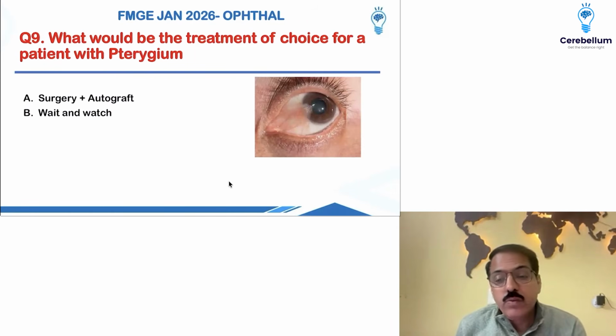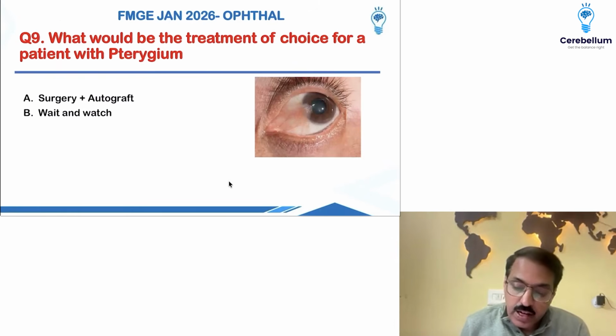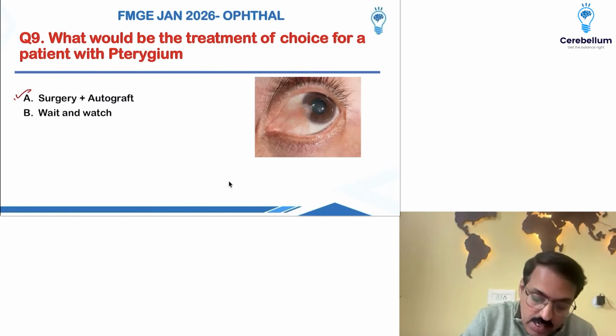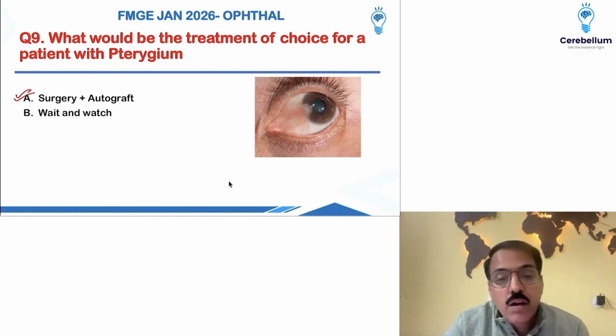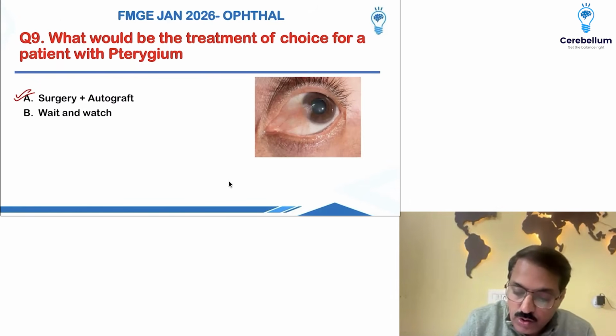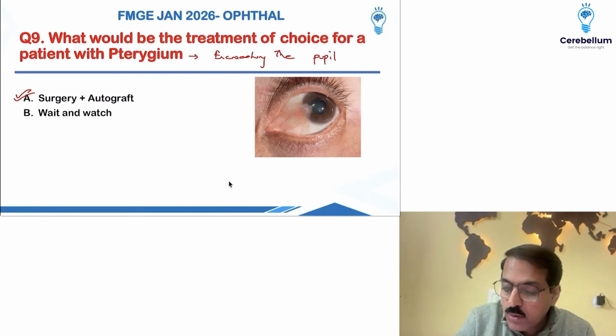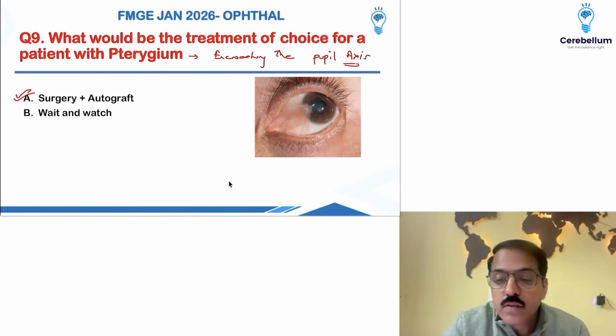This is a question where one bouncer has come. Treatment of choice for the patient with pterygium. Ideally, it should be surgery plus autograft. But one student is telling me that there was written that this is encroaching the pupillary axis. Encroaching the pupil axis. Yes, it's there. देखो.